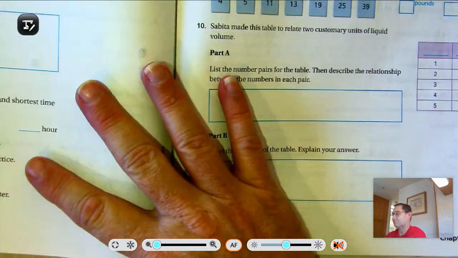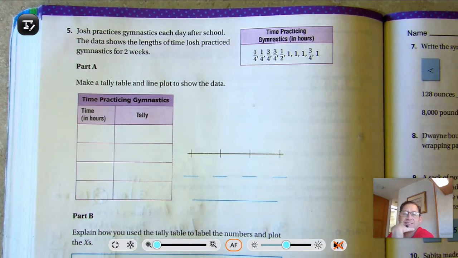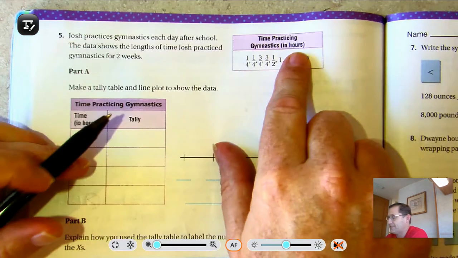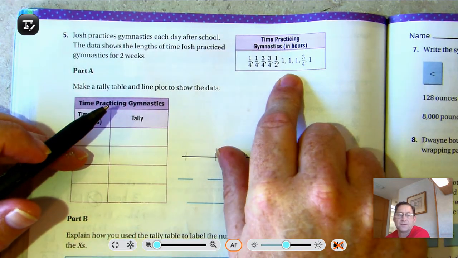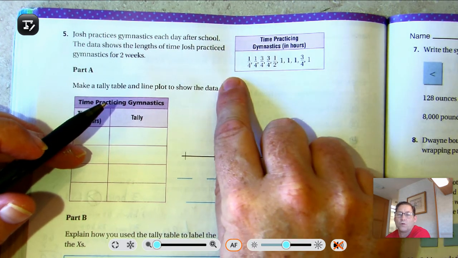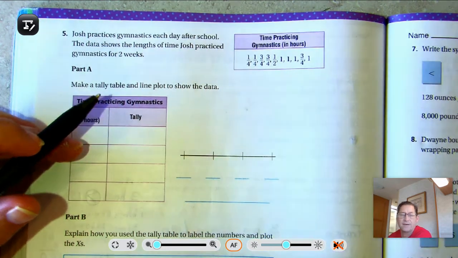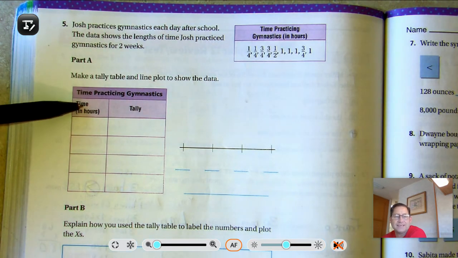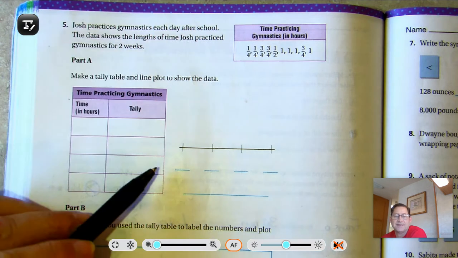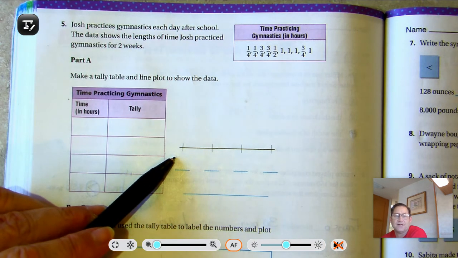Okay, 518. Number 5. Josh practices gymnastics each day after school. The data shows the lengths of time Josh practiced gymnastics for 2 weeks. So let's see what we've got here. We've got his time practicing. So his raw data is here in hours. So quarter of an hour, 3/4, so on. Okay. And then we have a tally table. And we're going to be keeping track of those times practicing gymnastics. And then we have to create a line plot.